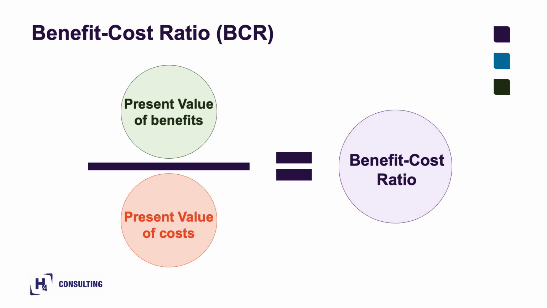A BCR above 1 means that the benefits outweigh the costs for that option. Conversely, a BCR below 1 means that the costs are more than the benefits. An option with a BCR below 1 will also have a negative NPV, and as we said before, probably shouldn't go ahead unless there's a compelling reason beyond the benefits and costs.